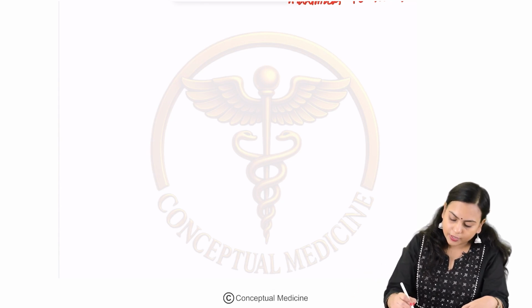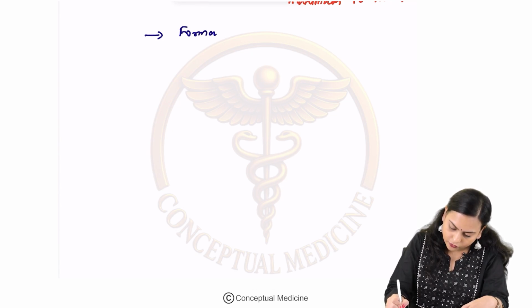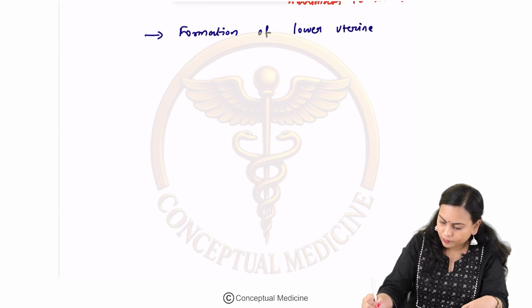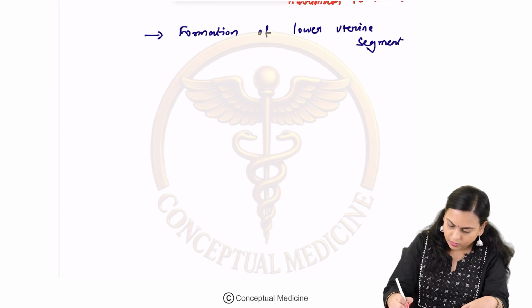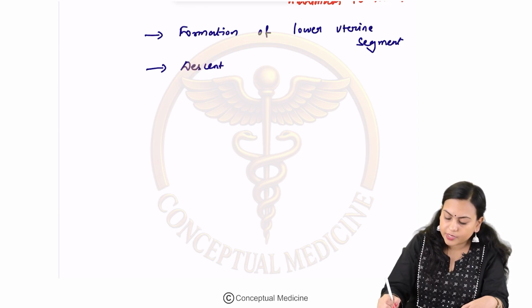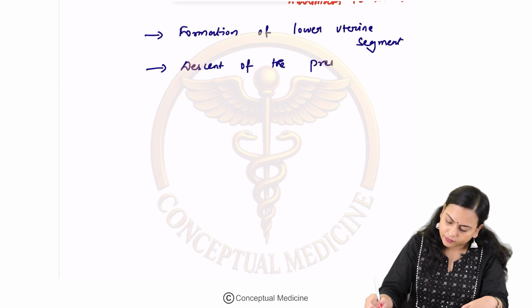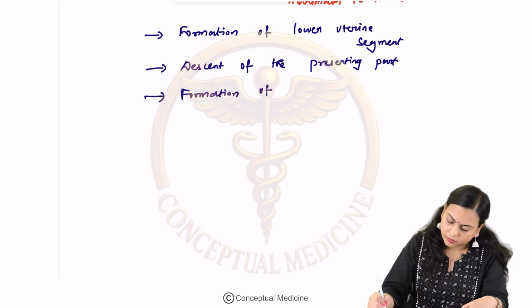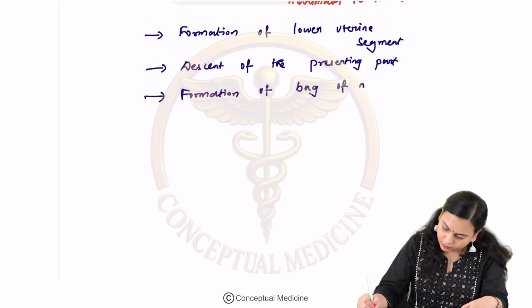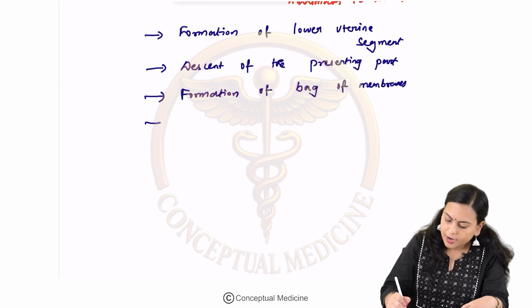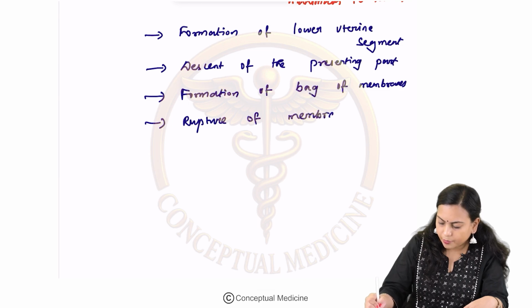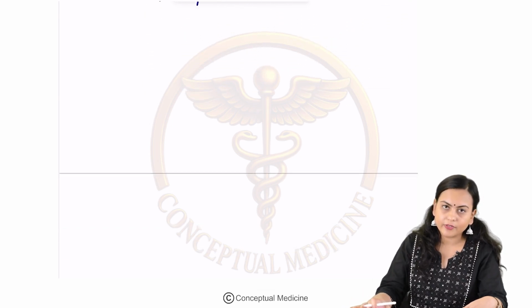Now, during this phase, what happens? There is formation of lower uterine segment. There is descent of the presenting part. There is formation of bag of membranes. And there can also be rupture of membranes. Okay. So, this is all about the first stage of labor.